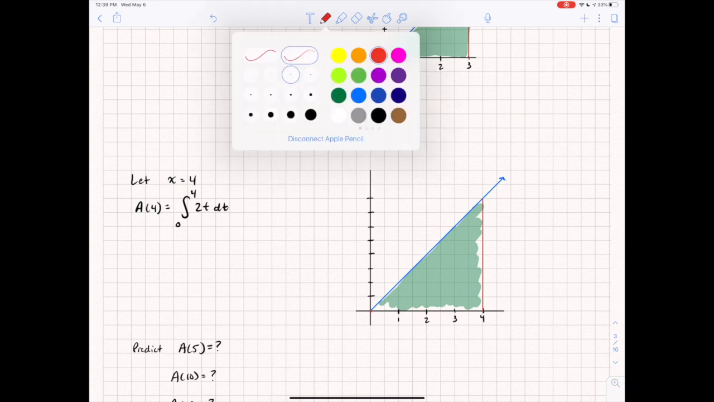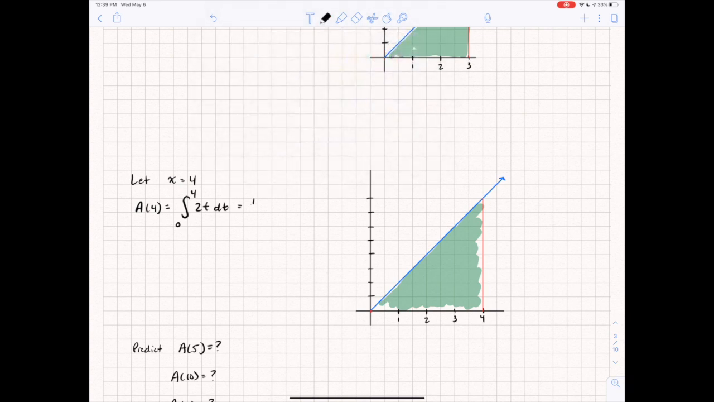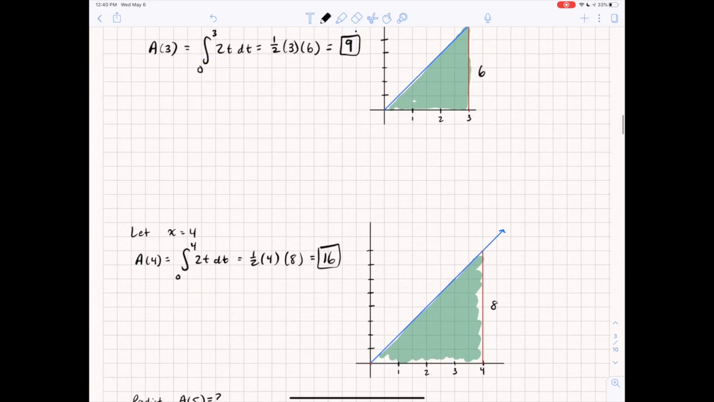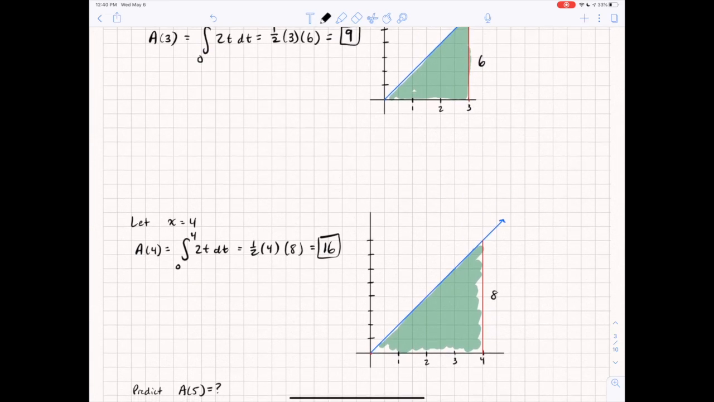All right, well, this again is a triangle. So it's going to be 1/2 my base, which is my x value, times 2 times that x value, which is 8, because that's my height. And so here I would get 16. All right, so notice again, that means when x is 0, we got 0. When x is 1, a of 1 was 1. When x is 2, we got 4. When x is 3, we got 9. When x is 4, we got 16.